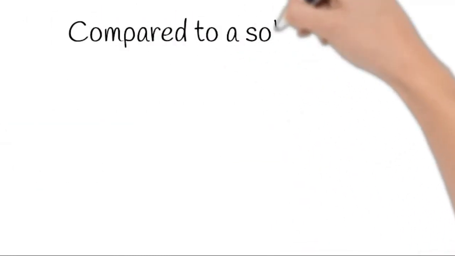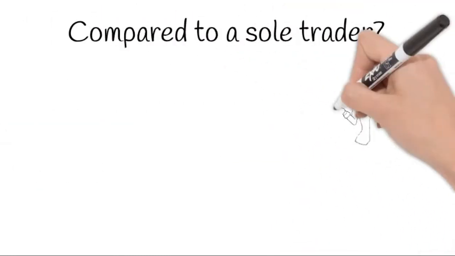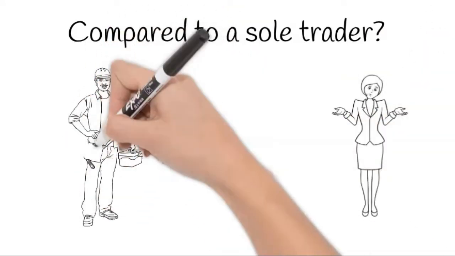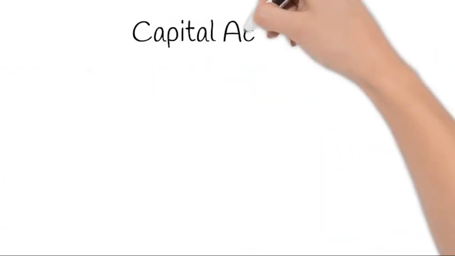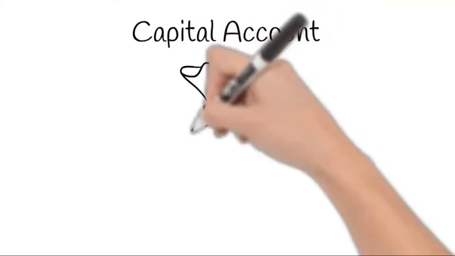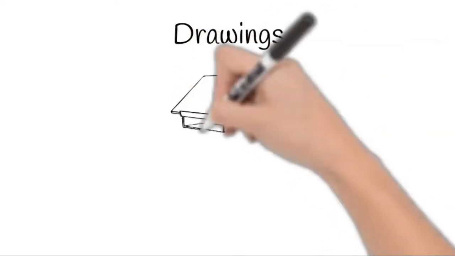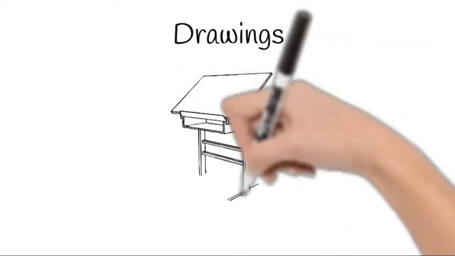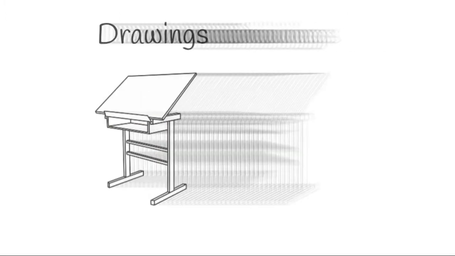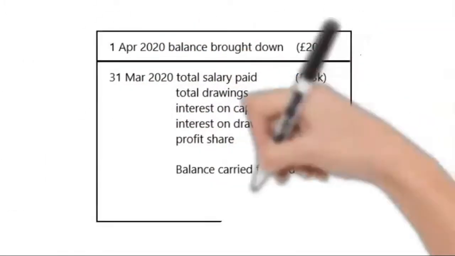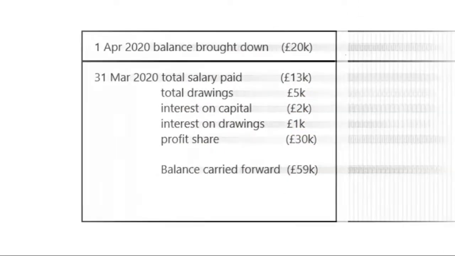So what are the differences and similarities between a partnership and a sole trader? A sole trader and a partnership both have a capital account, which is the amount invested by each partner or sole trader within the business. Next, a sole trader might have a drawings account, which is used to account for items drawn from the business, whereas a partnership will have a current account for each individual partner instead. Here is an example which shows drawings, interest on capital, interest on drawings, and profit share.